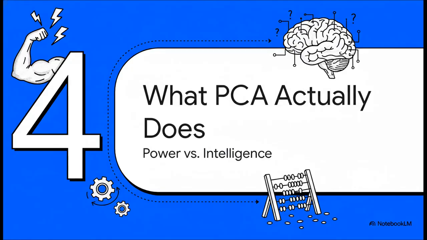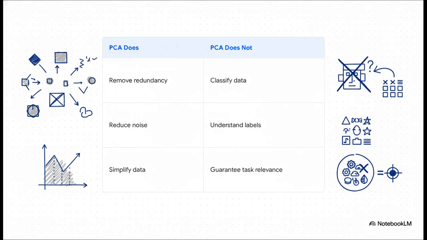But, and this is absolutely crucial, we have to be really clear about what PCA is actually doing, and maybe even more importantly, what it isn't doing. See, PCA is incredibly powerful, but it is not intelligent. This really lays it all out. What PCA does is fantastic for prepping data. It simplifies things, it gets rid of noise, it cuts out redundant information. But look at what it doesn't do. It doesn't classify anything. It has zero idea what a face even is. It can't understand labels like cat or dog. All it does is find patterns in the numbers.